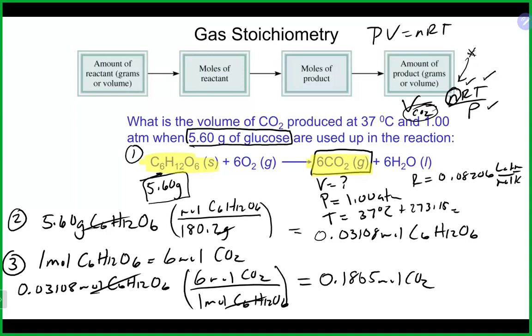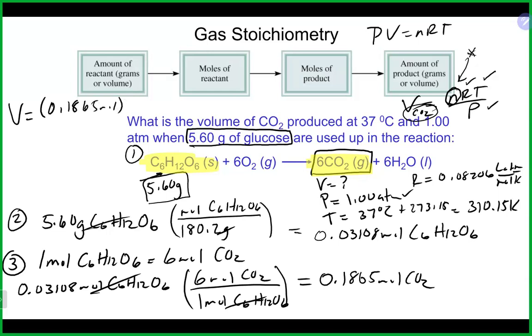And if we do that there, we'll have 37 plus our 273.15, going to give us 310.15 Kelvin. Our pressure is already in atmosphere, so that is good to go. So now we could actually use that gas law. Our volume would be the moles we just solved. And again, we want to make sure we're using the moles of the CO2 here.